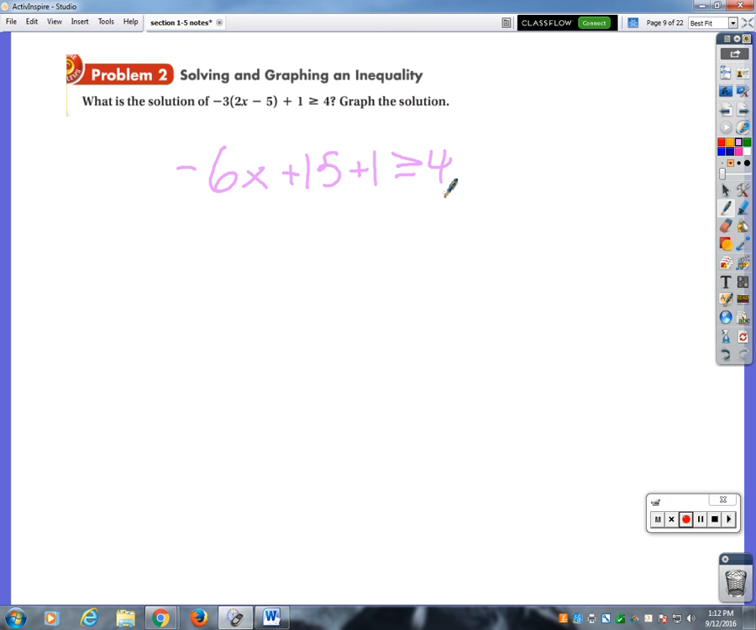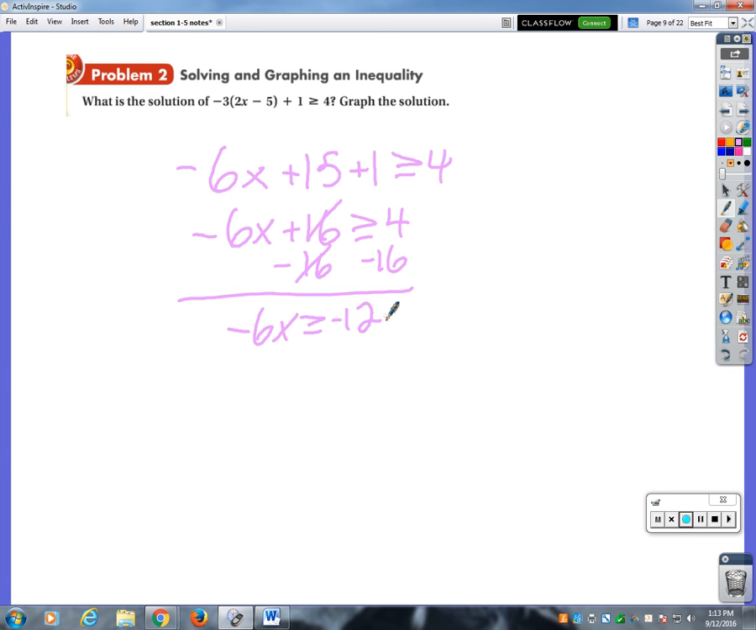So far, so good? Okay, what's my next step? Okay, what can I simplify? 15 and 1 make 16. All right, so now I have combined all my like terms on the left and the right. Destiny, what now? You subtract 16. Okay, subtract 16 from both sides because already all of the variables are on the left, so I might as well get all the numbers on the right. So these will cancel. Negative 6x is greater than or equal to negative 12.